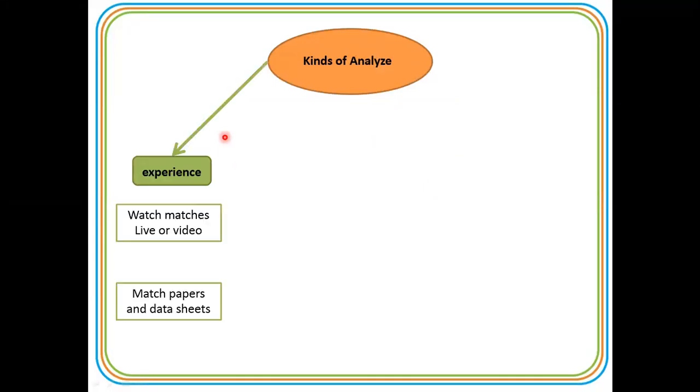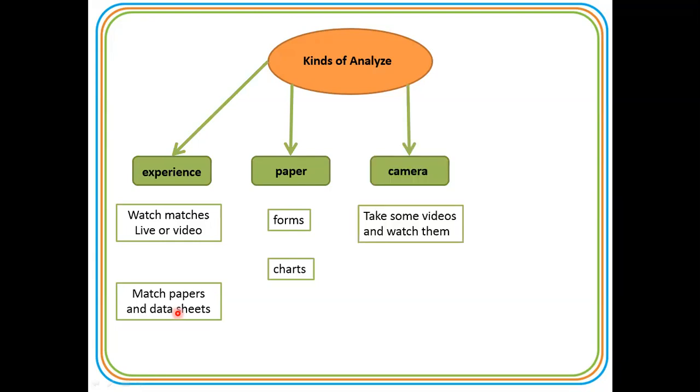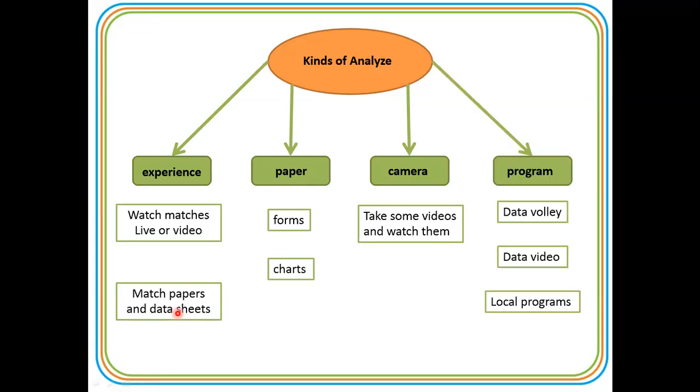Kinds of analysis, four main ones. First, experience. In experience analysis, we can watch the match on live video and look at the data sheet, the score sheet, and others. We will talk about this kind of analysis next. The second is paper. Of course, in paper analysis, we need forms and charts. The third one is camera, the first way of using technology in sport analysis. And the fourth one is program: data video and local programs.